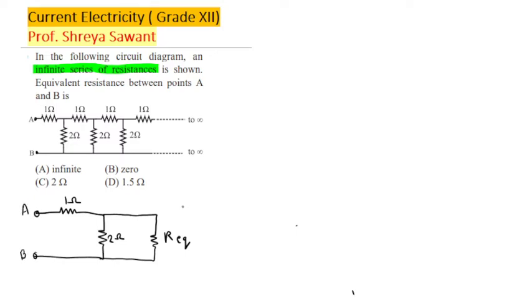We know the rule that if resistances are connected in series, then you simply add them. If resistances are connected in parallel, then you use the formula 1 upon R equivalent is equal to 1 upon R1 plus 1 upon R2. Okay. So first we calculate: the 2 ohm resistance and R equivalent are connected in parallel. So we use the parallel resistance formula.